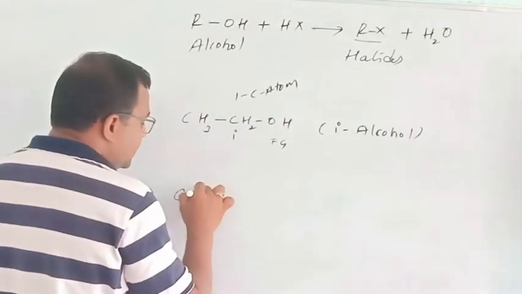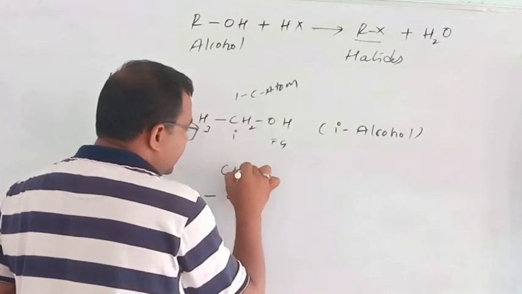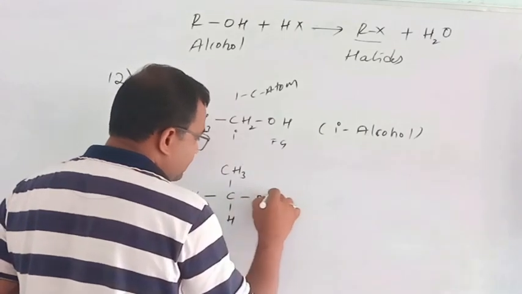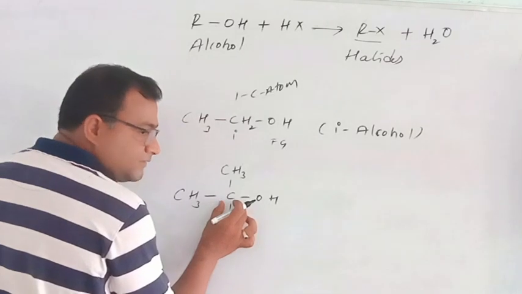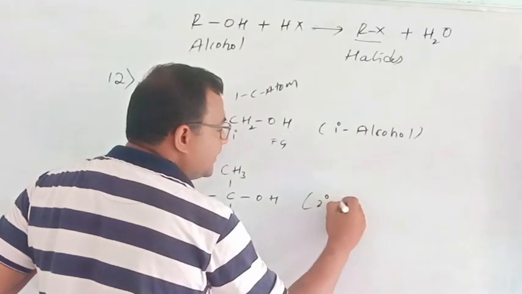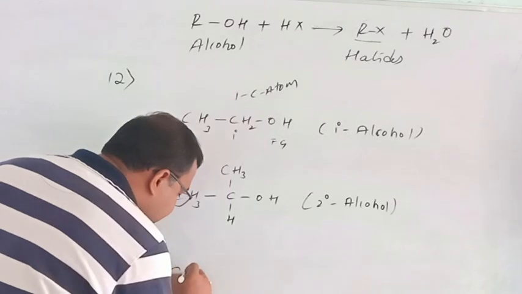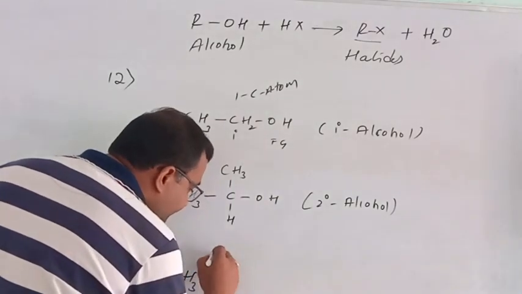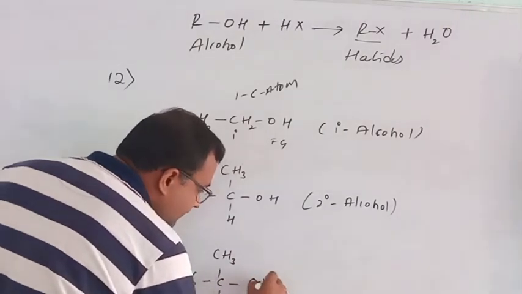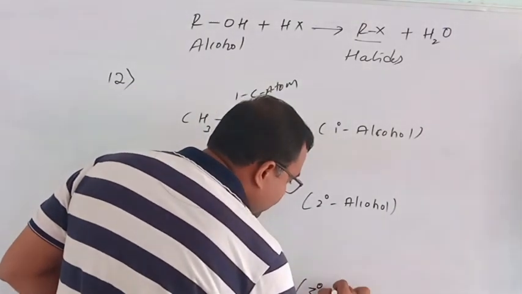Now in this, CH3, CH3, then I will write here HOH. The functional group is connected to a carbon atom which is connected to two carbon atoms, so it is a 2nd degree alcohol. Now when you go for the tertiary alcohol, CH3, this is tertiary alcohol, 3 degree alcohol.